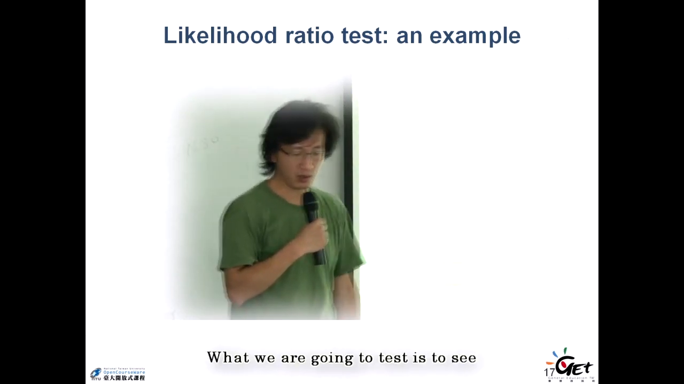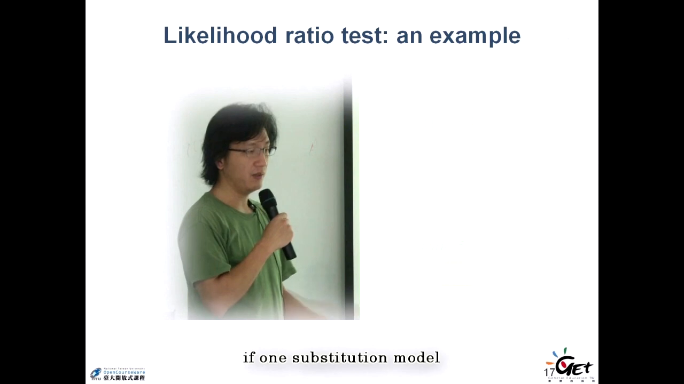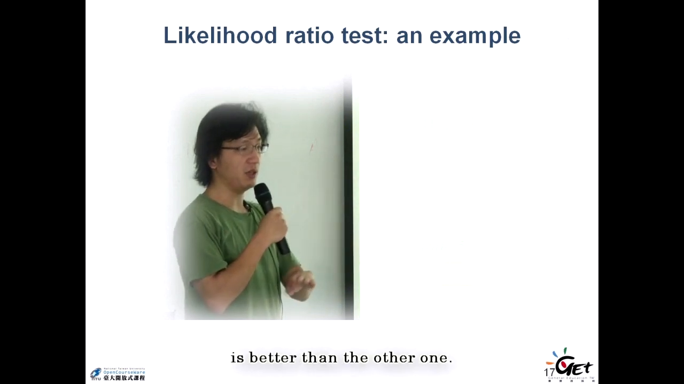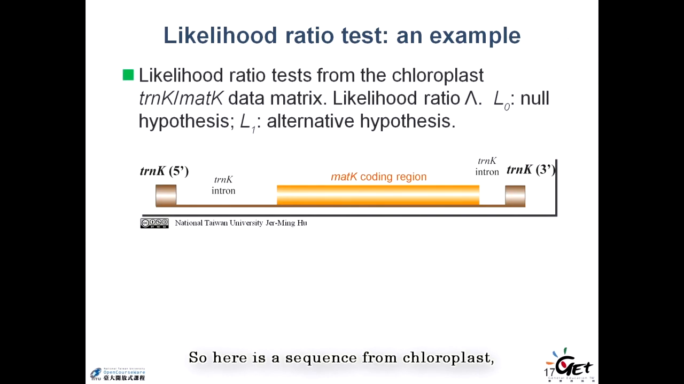What we are going to test is whether one substitution model is better than another. Here is a sequence from chloroplast. It's the matK sequence. It contains a coding region and also the flanking region from the intron of tRNA. We are going to separate the different regions and see if a particular substitution model is better than the other, so we'll compare the null hypothesis L0 to L1.